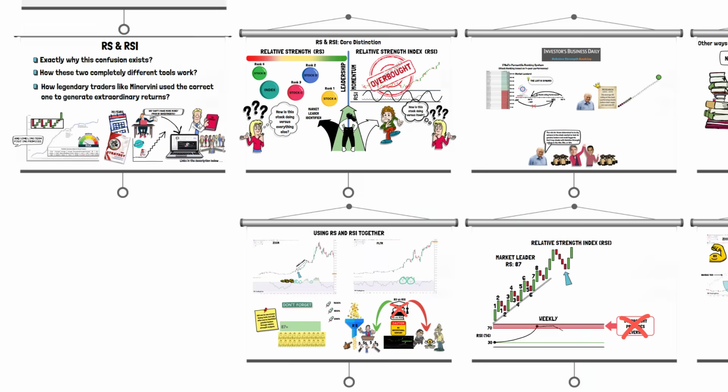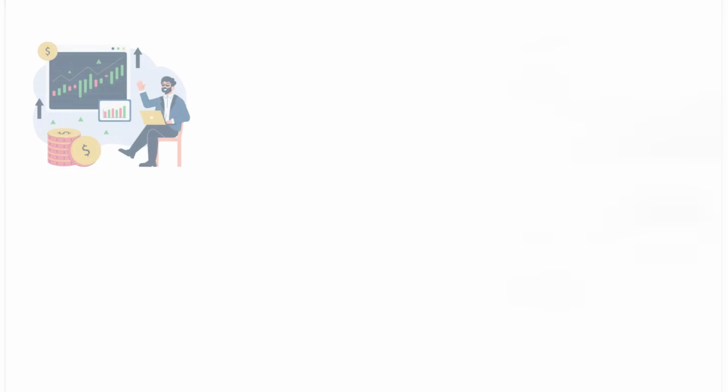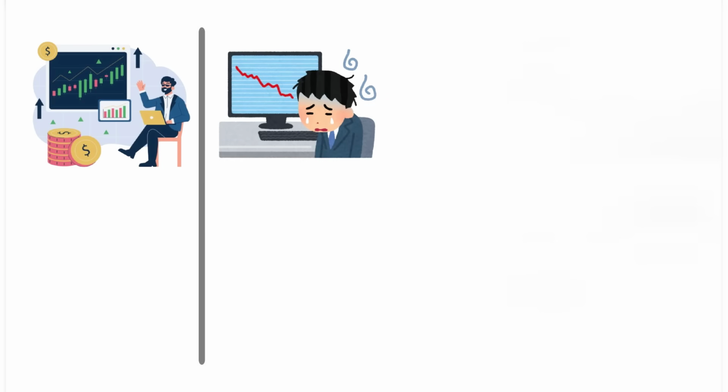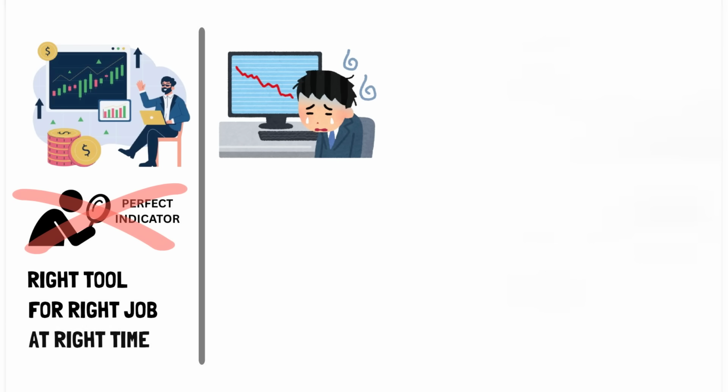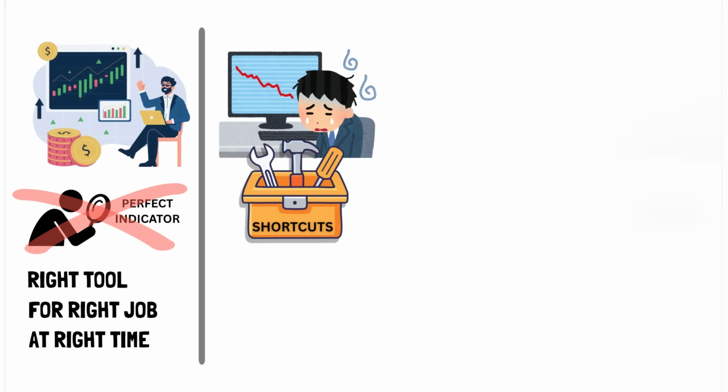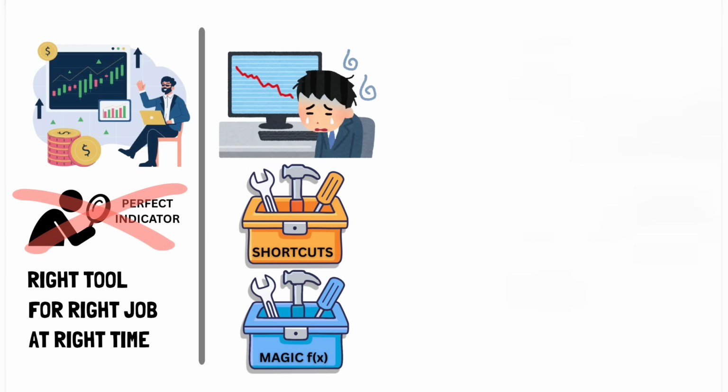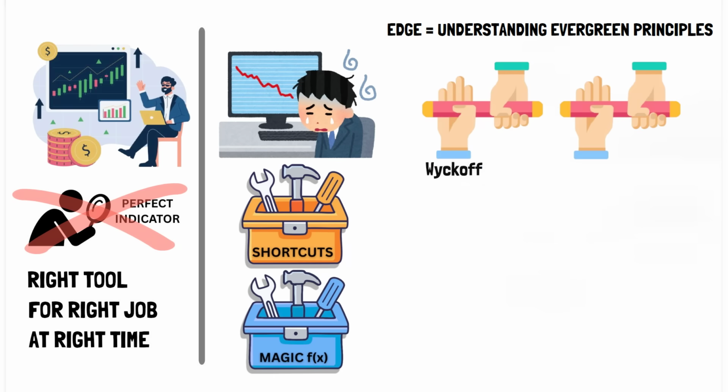Here's what separates profitable traders from the struggling masses. The profitable ones understand that successful trading isn't about finding the perfect indicator. It's about using the right tool for the right job at the right time. Most traders are looking for shortcuts and magic formulas, but the real edge comes from understanding principles that have worked for over a century, from Wyckoff to O'Neill to today's market leaders.